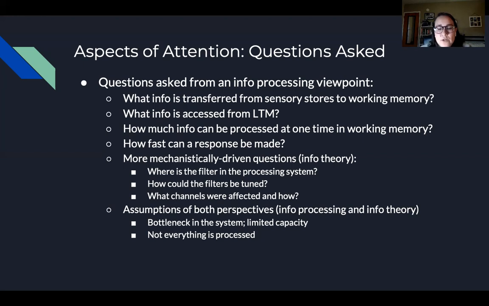Originally, there were people who were interested in information theory, different from information processing, in that information theory takes more of a mechanistic view. Information theory would be a lot more apt to think of the mind as a computer. Out of this came some more mechanistically driven questions, such as where is the filter in the processing system? By filter, they mean this attentional filter, that's taking in all of this information that's constantly going around us and then filtering out the most important stimuli.